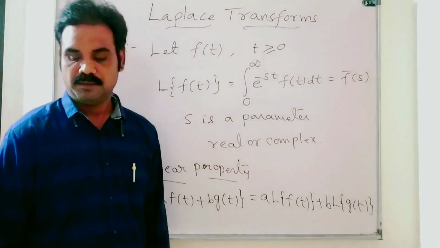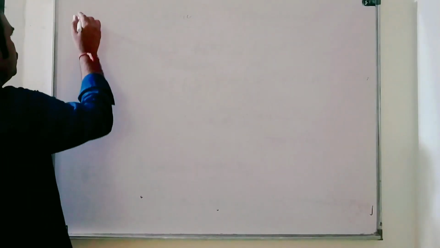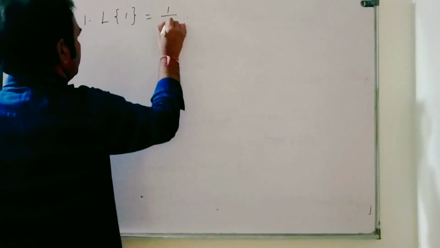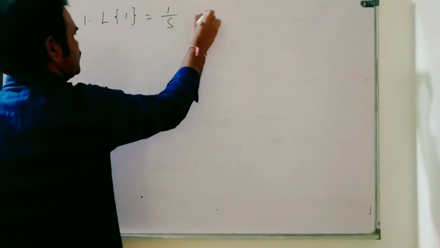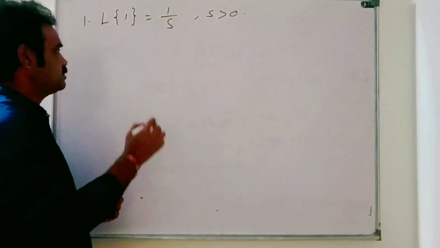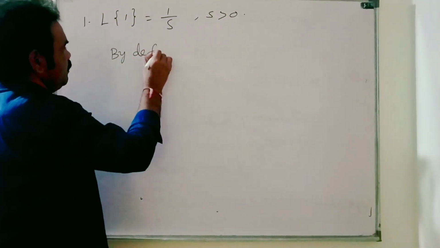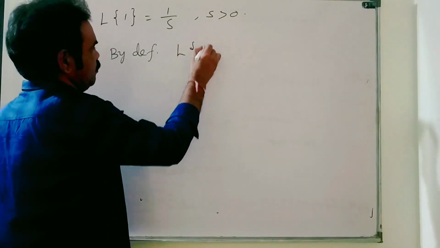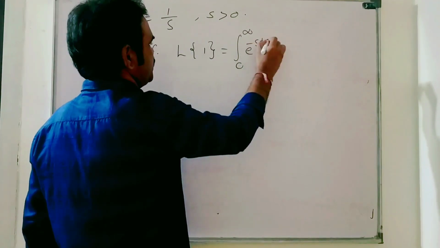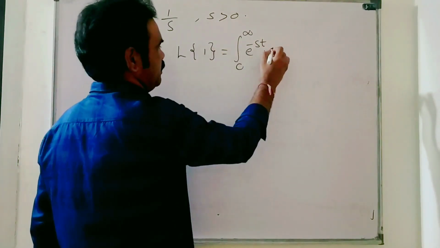Now let us see the Laplace transforms of some standard functions. First one, L of 1 is equal to 1 by s, where s greater than 0. L of 1 is 1 by s. We can easily prove this by definition. L of 1 is integral 0 to infinity e power minus st into f of t. In place of f of t, write 1.